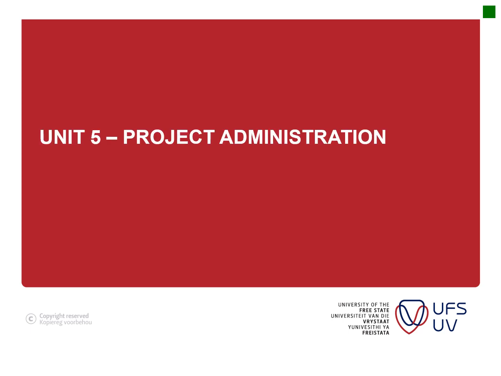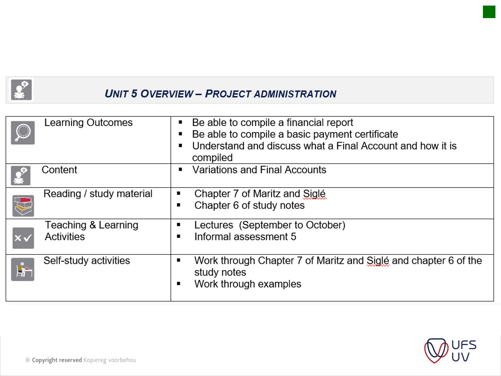And it basically comprises project administration. So it is on chapter 7 of the Green Book and chapter 6 of the study notes. The study notes is a very short two-pager, which is basically just a basic outline of cost reporting and cover letters, etc. So the main thing that we're going to focus on in this last section is project administration.